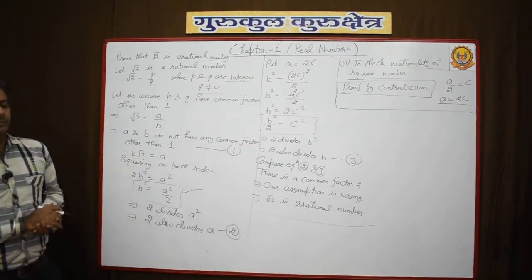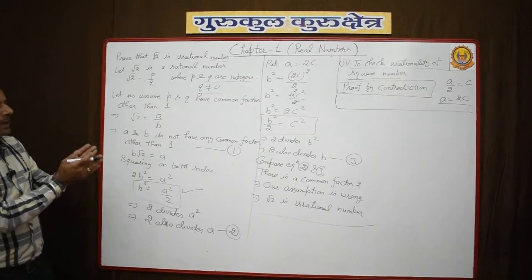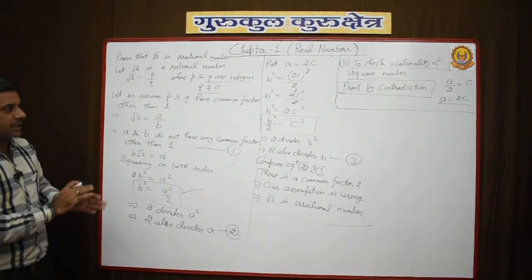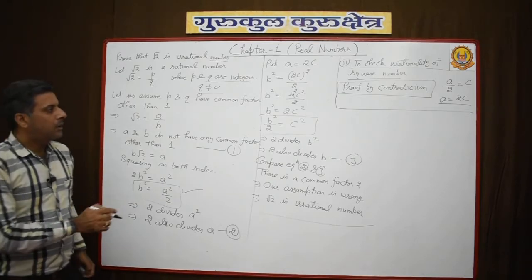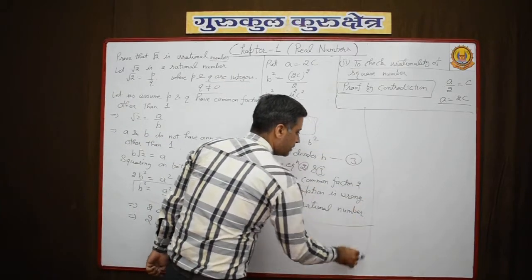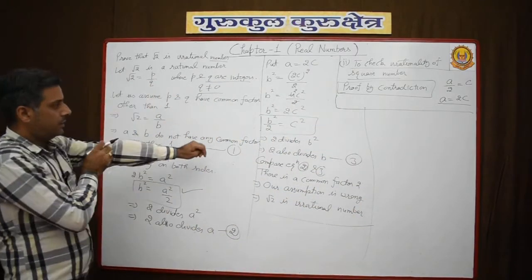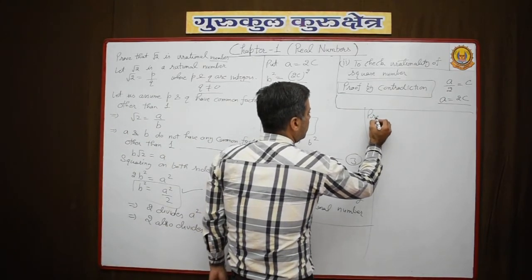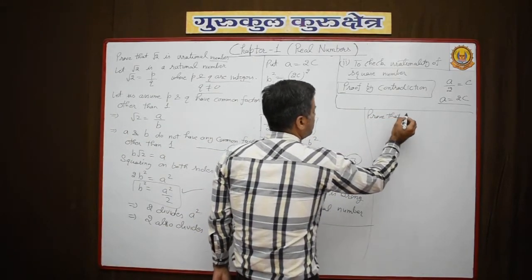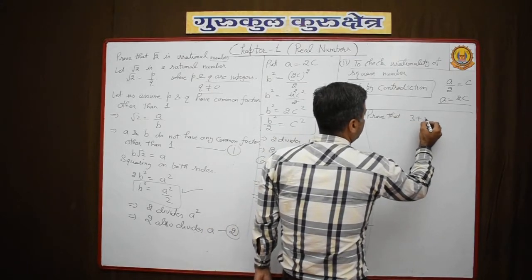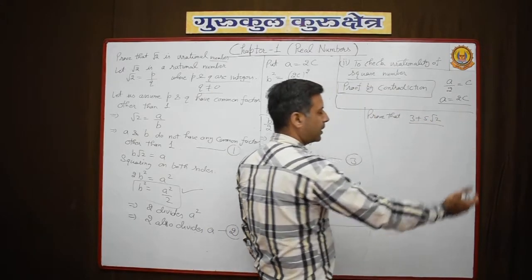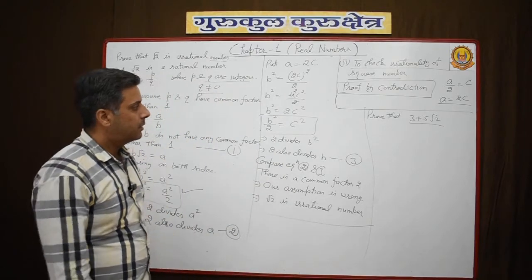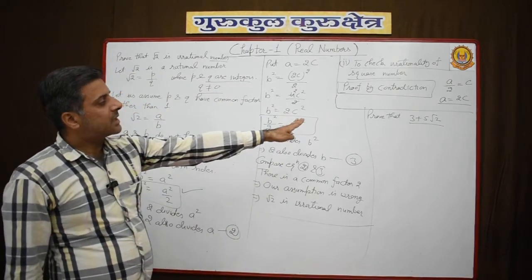So this is a proof. This method is called proof by contradiction. I think this method is clear to all of you. Now, next question related to this one. In the exam, it may come like this: prove that 3 plus 5 root 2 is an irrational number. So what is the method of solving this question?